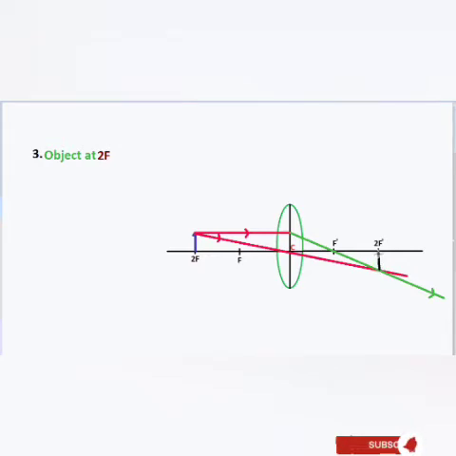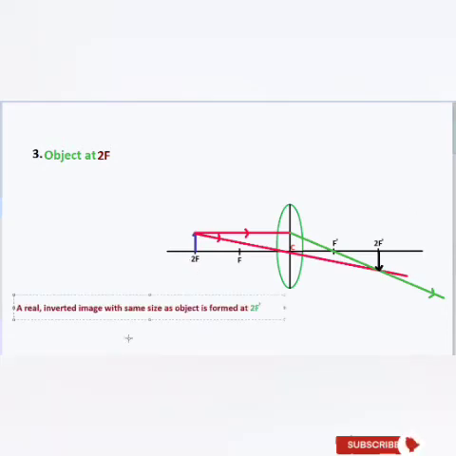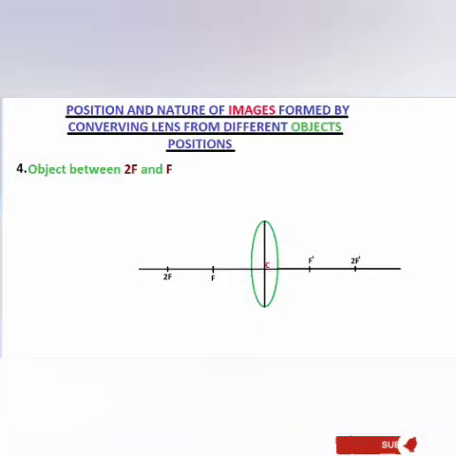This represents the image. So next I have to indicate that the image is inverted by drawing arrows that are pointing downward. So you can see that the size of the object is the same as the size of the image. So the nature of the image formed is that it is real and inverted, with the same size as the object, and it is formed at 2F prime.